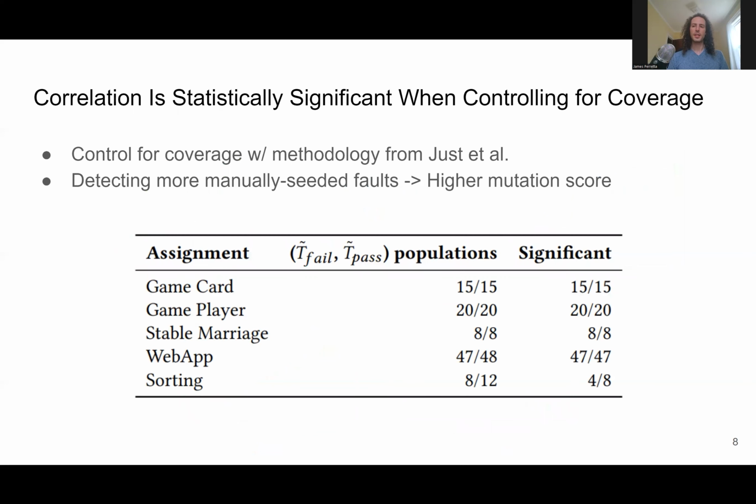We also followed an established methodology to determine whether a high mutation score is indicative of a high manually seeded fault detection rate independent of code coverage. More details about this methodology can be found in our paper, but our key finding here is that for every manually seeded fault, except for a few problematic ones in the sorting project, test suites that detect a particular fault will also in general have a higher mutation score than test suites that don't detect that fault.